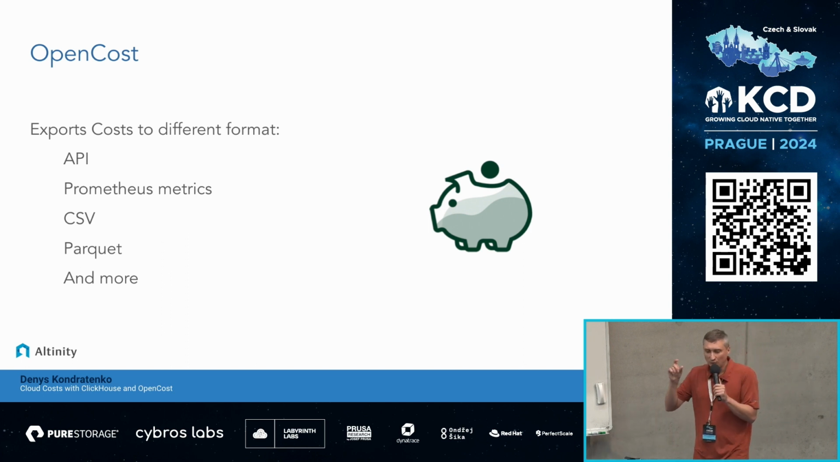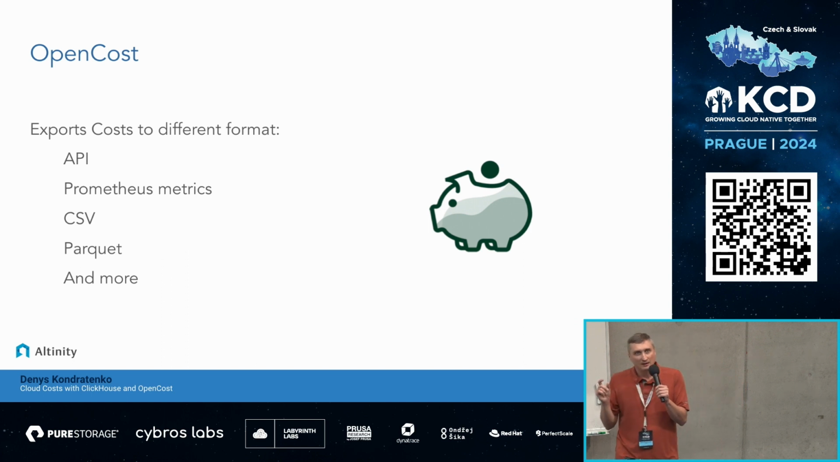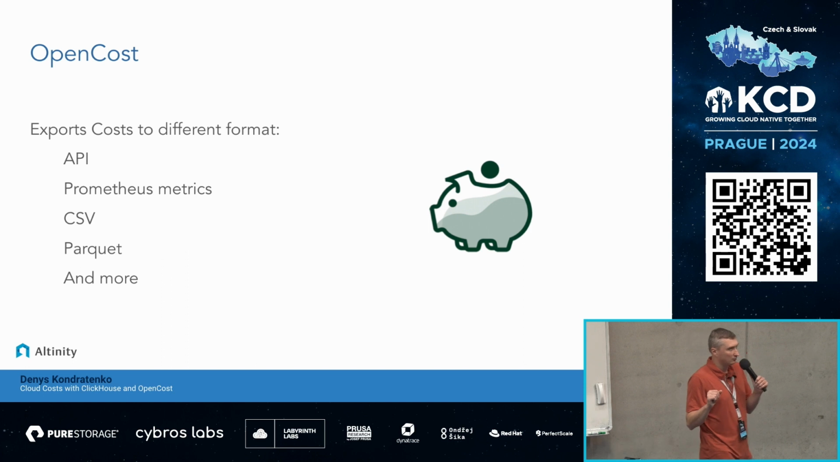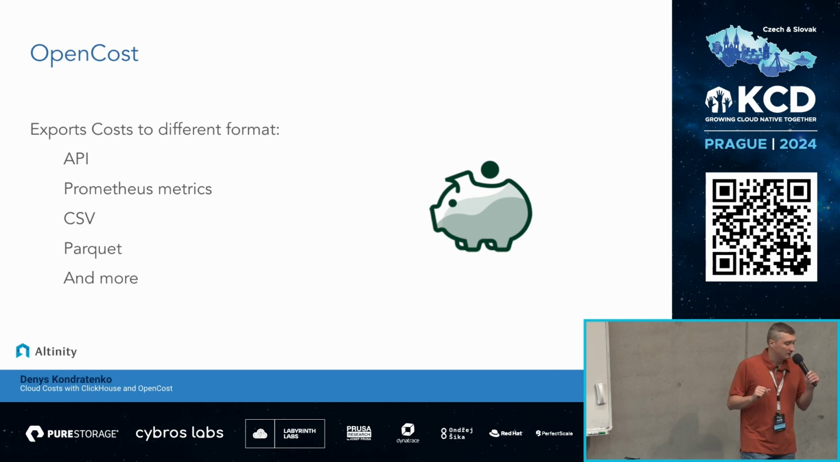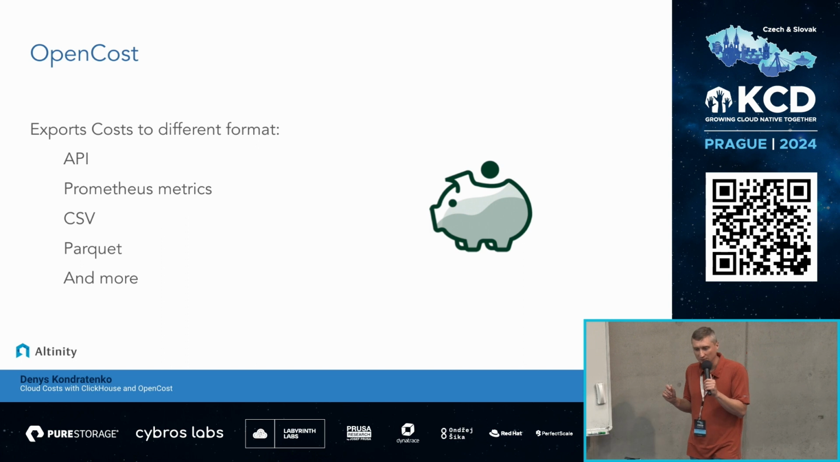In case of the smaller pods, there are some errors that could happen, and there is a nice table in the OpenCost documentation about what those errors could be, what the deltas are, etc. So if you have smaller workloads, you probably need to check what kind of errors OpenCost could give you. Also, it exports to CSV, Parquet, and other formats, so you can check that out in the documentation.